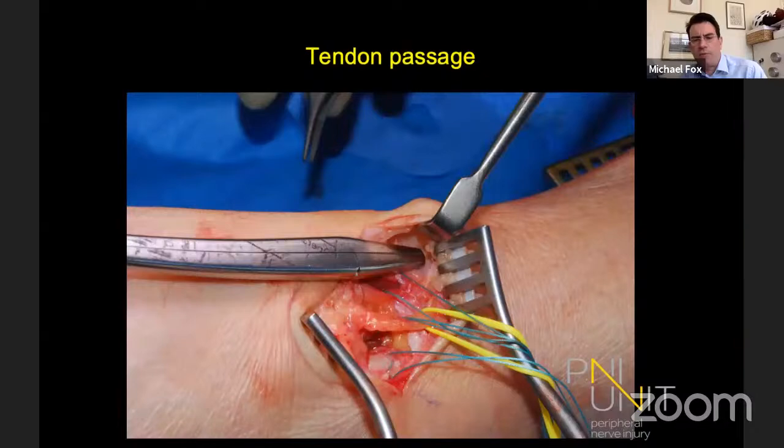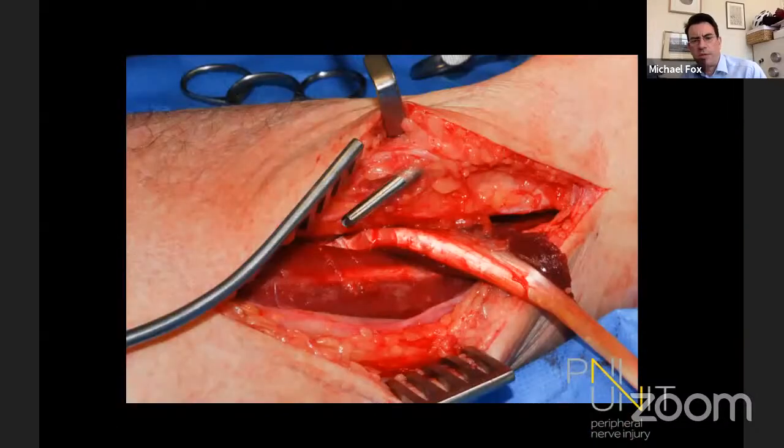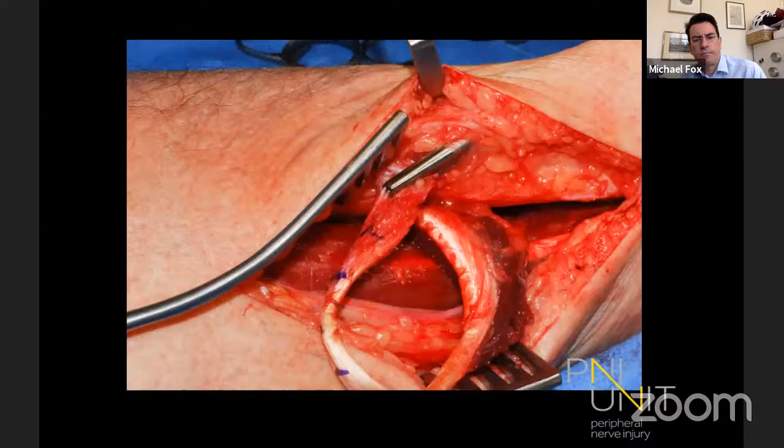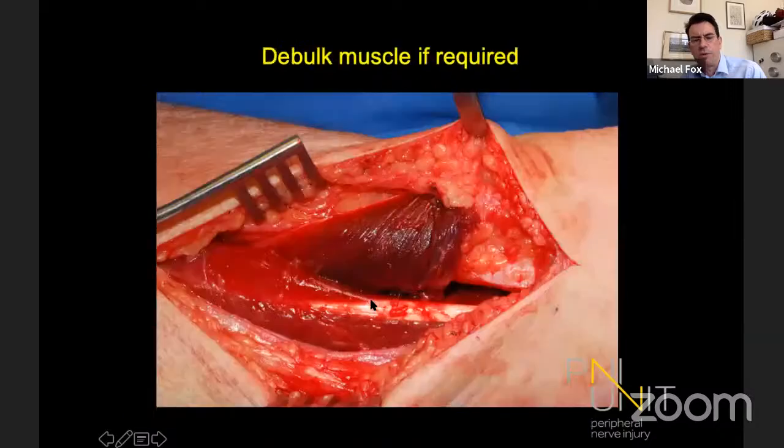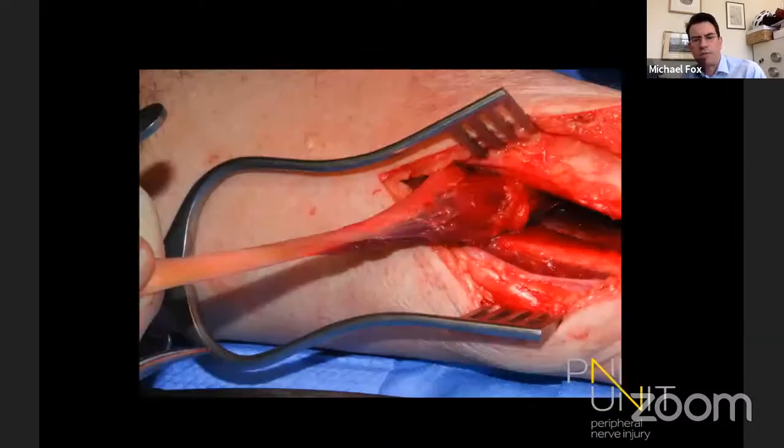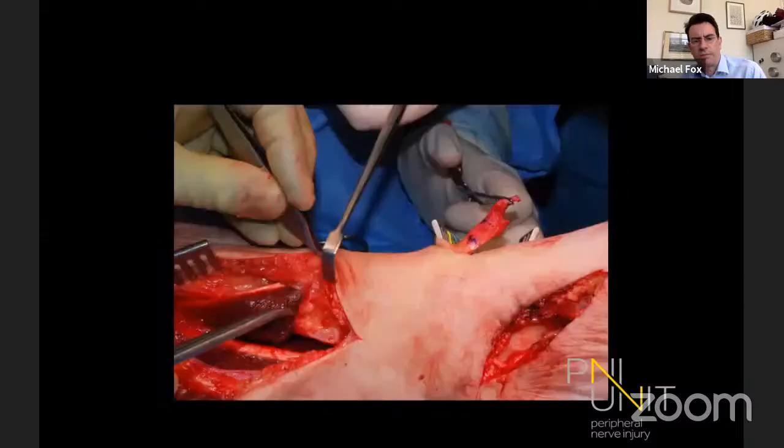And then using this blunt tendon passer, you make your tendon passage. In this case, you can see that there's a reasonable muscle bulk. You can either make the hole bigger, or, because it's a pennate muscle, this section of muscle is not going to work anyway, and it's too bulky there. You can resect some of it, that's okay, it still works.